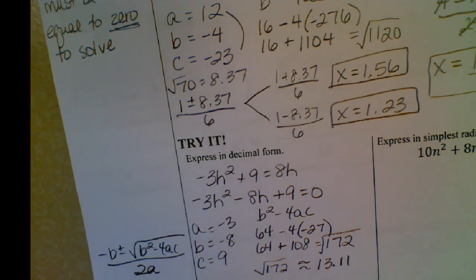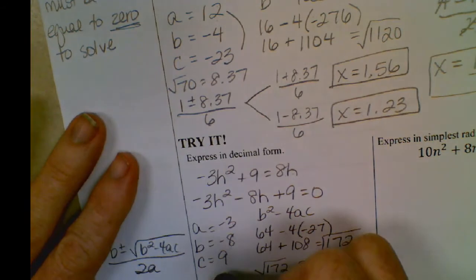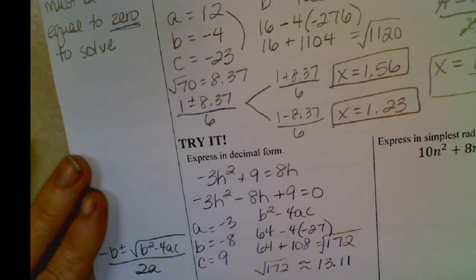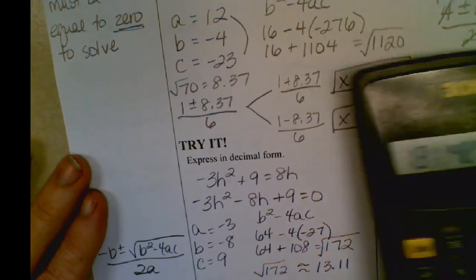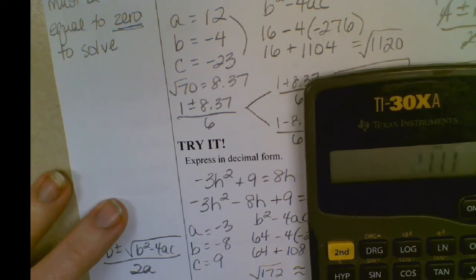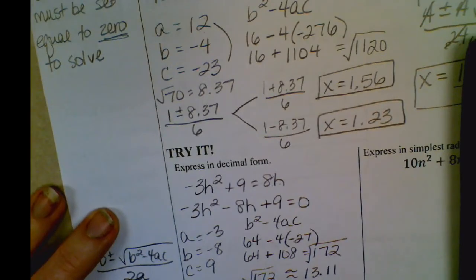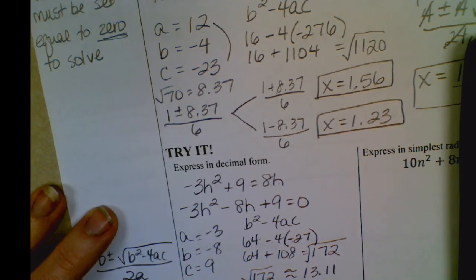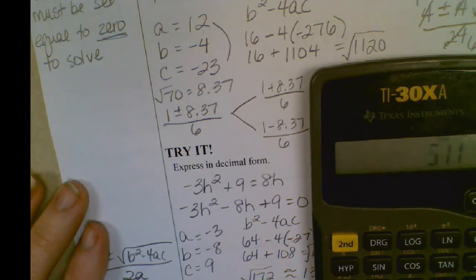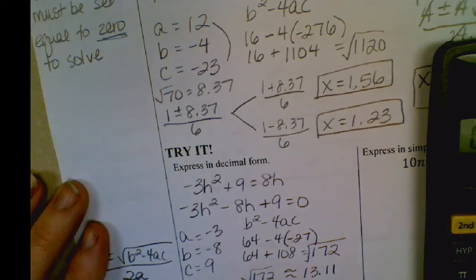No, I made those into one equation. I should have made them into two. One is positive, and one is negative. So now we can just simplify those. So we've got 8 plus 13.11 divided by 6 negative would be 3.52, negative 3.52, sorry. And then we would have 8 minus 13.11 divided by 6 negative would give us 0.85.